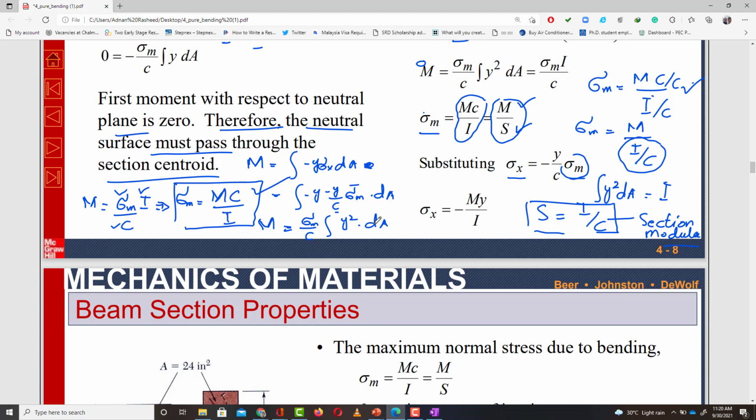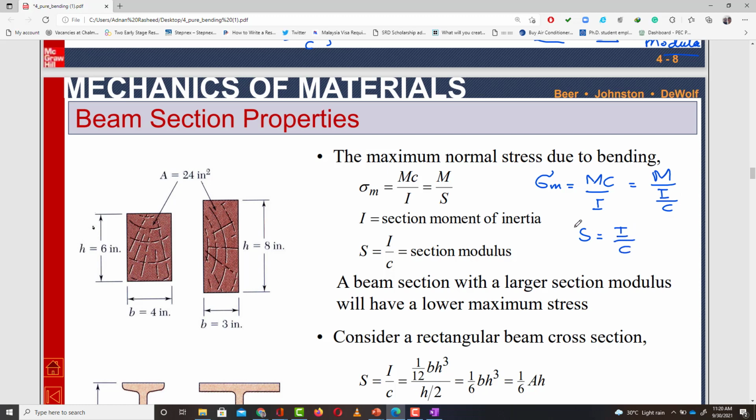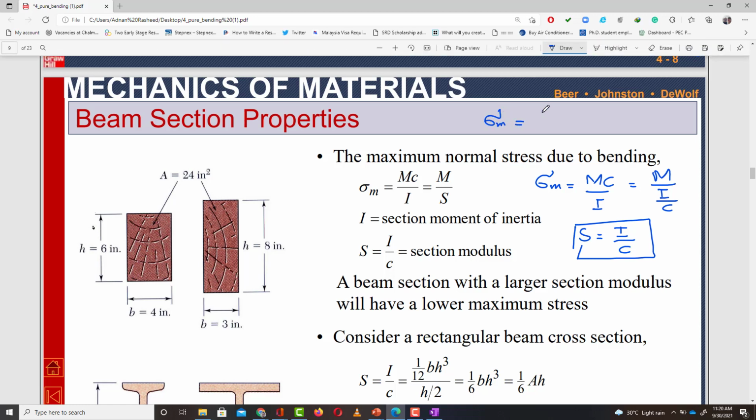Yes, sir. Okay, now we will move toward defining section modulus. So we discussed that sigma m is equal to Mc divided by I, and then we discussed that maximum stress is equal to M over I by c, and then we said that this I by c is equal to S, which is known as section modulus. So maximum stress is equal to M over S.